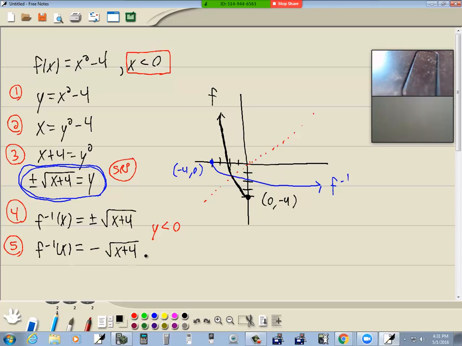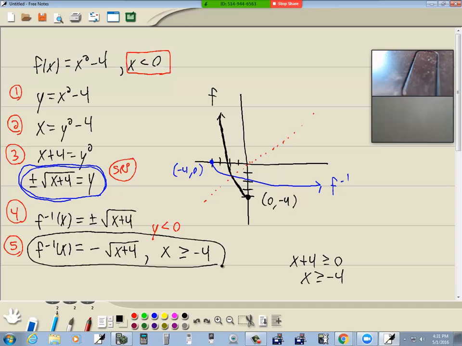Now they'll throw something additional on here. They'll say x is going to be greater than or equal to -4. And they're not putting that on there to make it one-to-one. They're putting that on there for the domain. Because if I take what's inside the square root, set it greater than or equal to 0 and solve, we get x is greater than or equal to -4. So this right here would be your total answer.